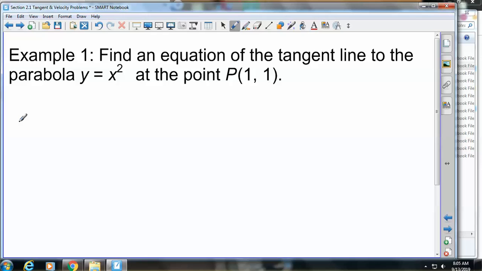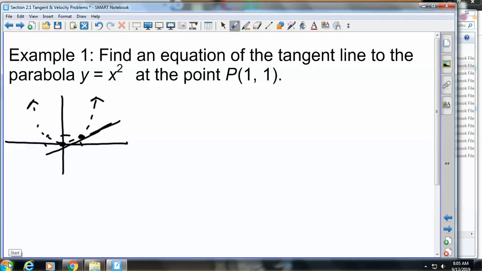So here I have a parabola, y equals x squared, and I want the equation of the line tangent to it at the point (1, 1). We all know what a parabola looks like at this point. Now here is the line I'm looking at. So my tangent line's a little off, but I'm trying to write an equation for that tangent line.